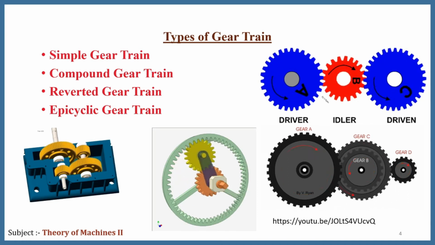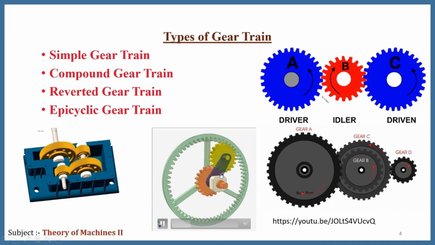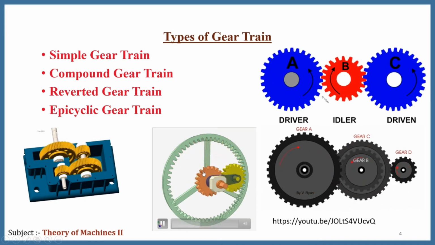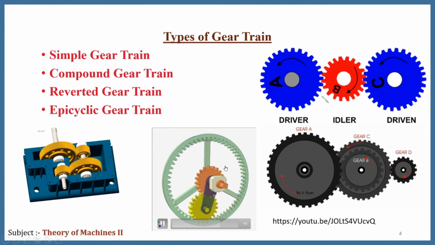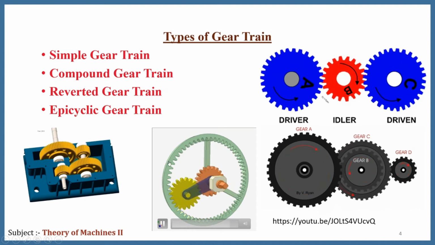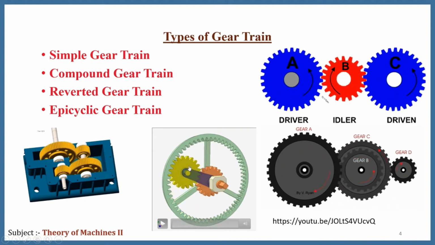And next one is the epicyclic gear train. This is very important. In this case, epi means one gear rotates above the periphery of another gear. That's why it is called the epicyclic gear train.